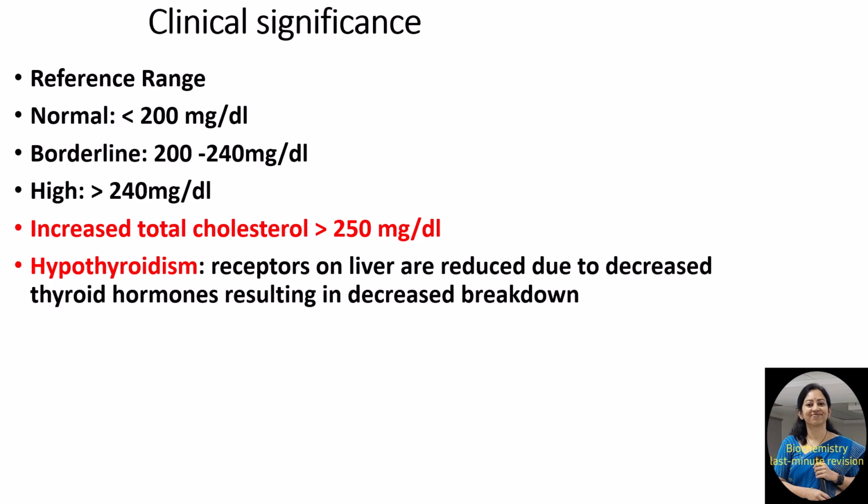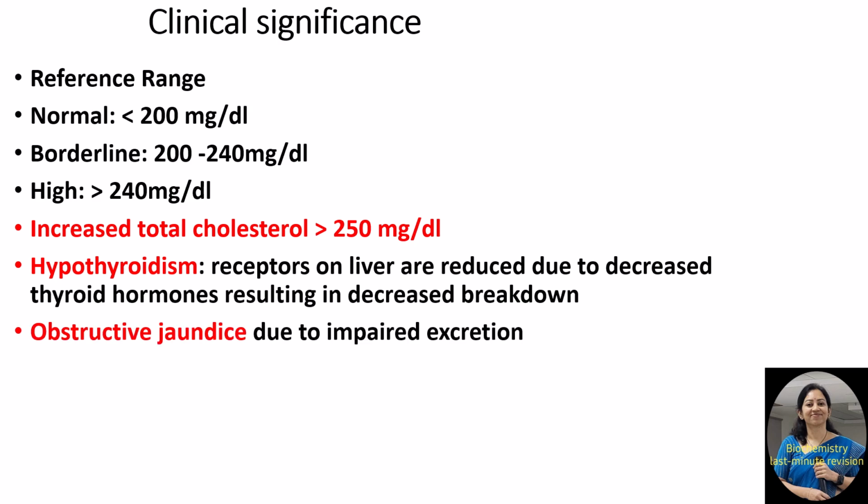The causes include hypothyroidism. As you all know, thyroid hormone maintains the basal metabolic rate. So when there is hypofunctioning or decreased functioning of the thyroid gland, this reduces the cholesterol receptors on the liver. So there is decreased uptake of the cholesterol, decreased breakdown and decreased excretion. So cholesterol levels in blood increase.